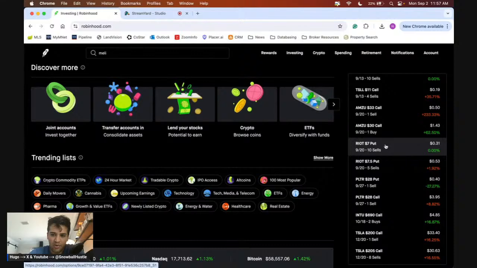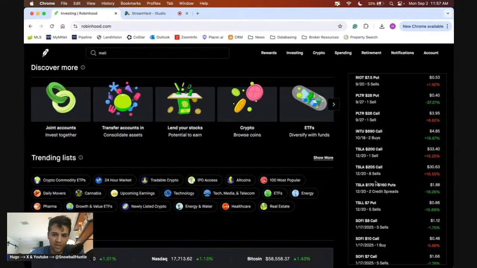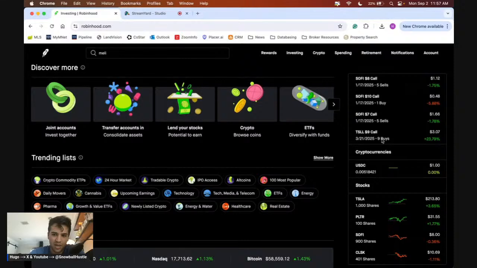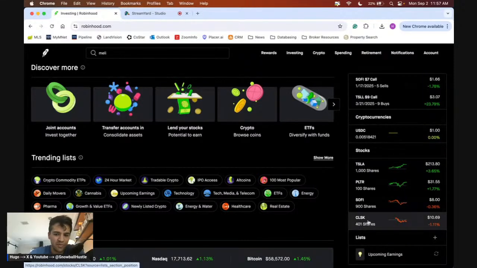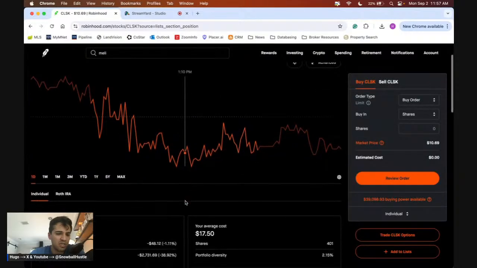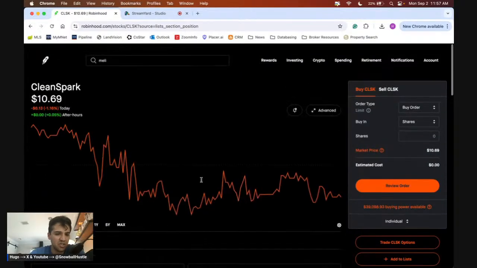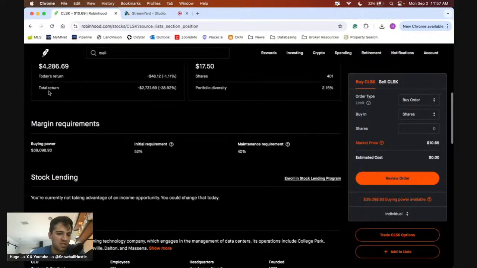All right, so we've got Riot, Palantir, Intuit we covered, Tesla we covered, SoFi we covered. Look, that's pretty much it. These are my positions. This CleanSpark is one that I kind of got caught underwater. I was selling puts on it at 17 and it just crashed to 10. These are all very Bitcoin performance based.